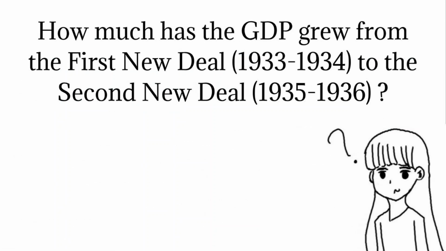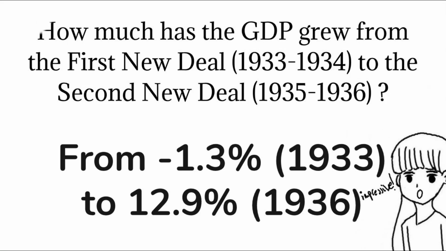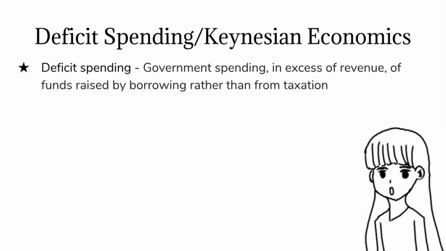So you may be wondering, or you're probably not at all, how much the GDP grew from the first New Deal, 1933 to 1934, to the second New Deal, 1935 to 1936? The answer is from negative 1.3% in 1933 to 12.9% in 1936. We're getting better already. So deficit spending, in case you didn't know, is government spending in excess of revenue, with funds raised by borrowing rather than from taxation.